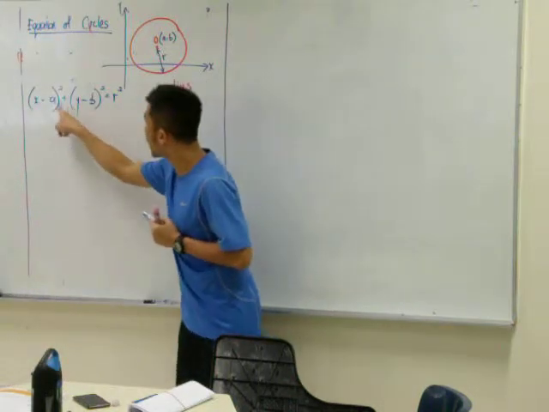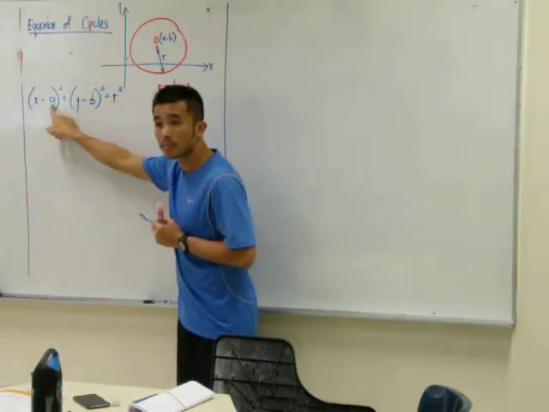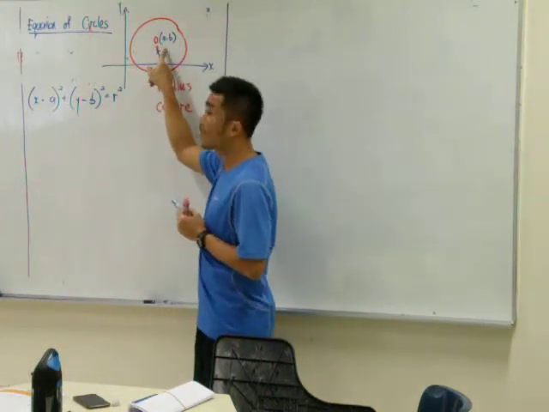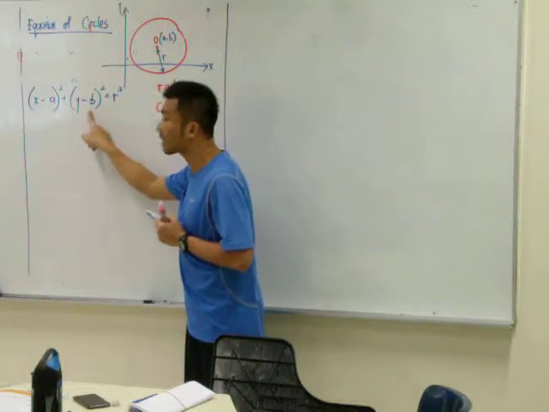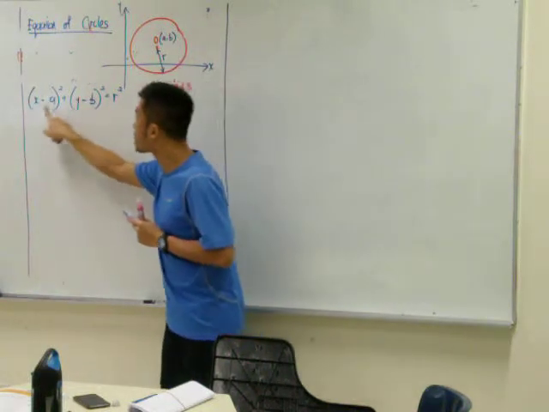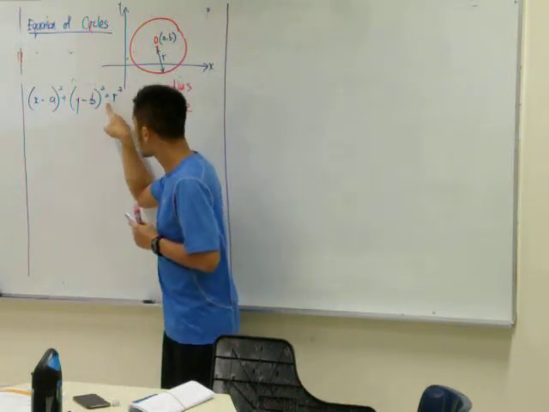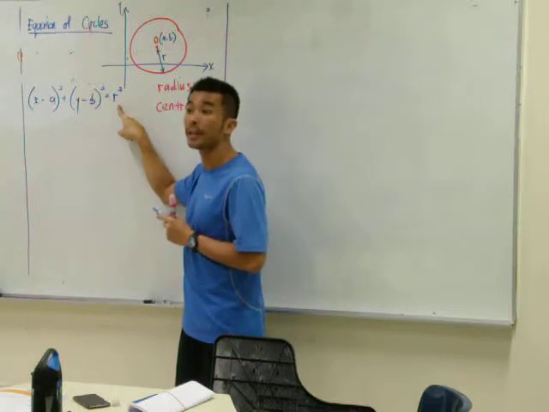Can you see where this A and B come from? A is actually the x coordinate of the center. B is actually the y coordinate of the center. Please take note, it's minus A, minus B. The whole term, bracket square, is equal to the radius square.